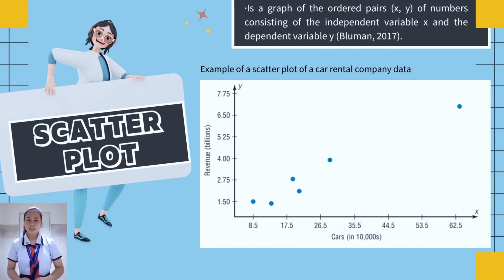The independent and dependent variables can be plotted on a graph called the scatter plot. The independent variable x is plotted on the horizontal axis, and the dependent variable y is plotted on the vertical axis. According to Blumen 2019, a scatter plot is a graph of the ordered pairs of numbers consisting of the independent variable x and the dependent variable y. The relationship between the independent and dependent variables can be visually explained using a scatter plot.